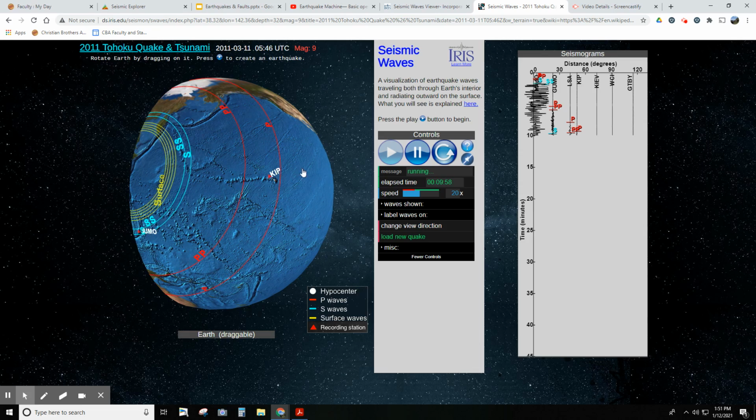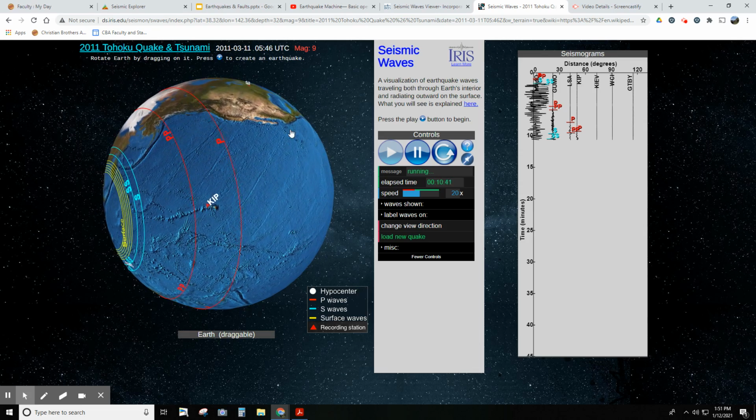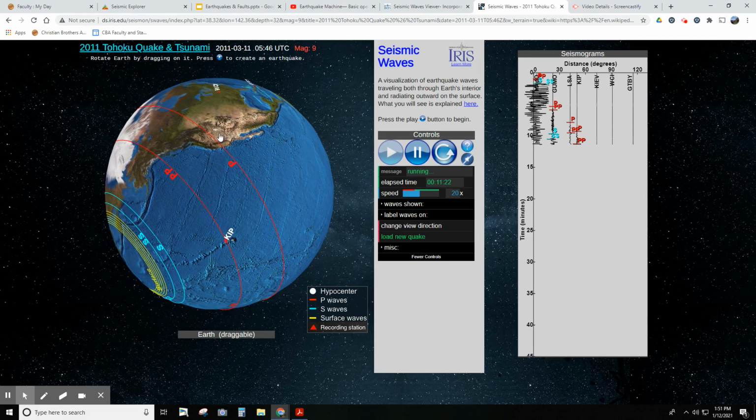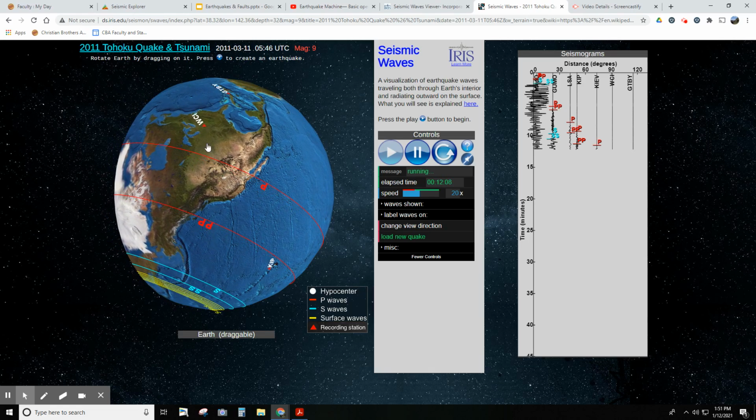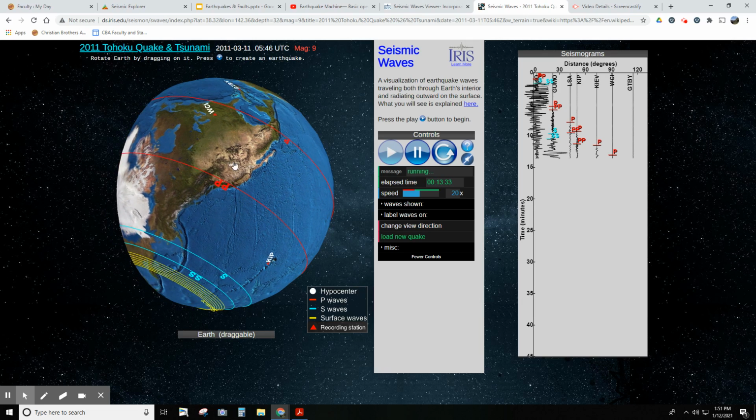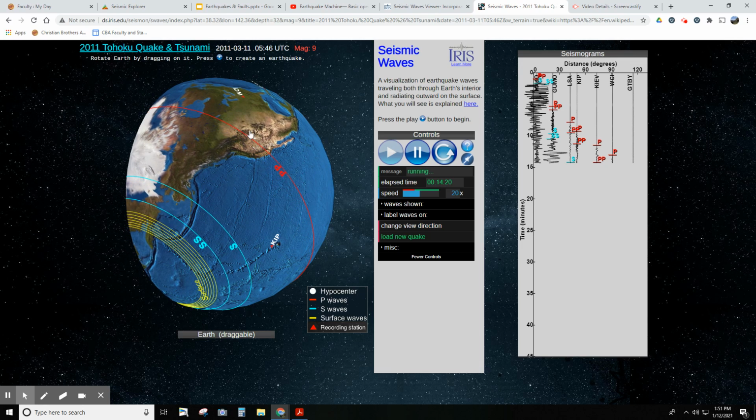It's going to be reaching this station over here. And it's going to get across to the other side over to the United States over there and be detected even on the other side of the world. Okay, so these P waves are traveling across. The S wave is going to come in afterwards.